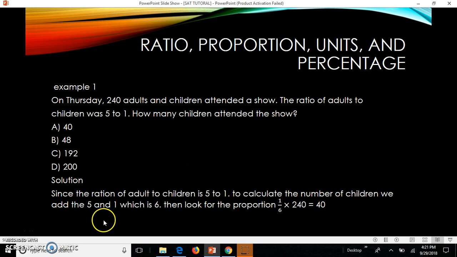Then now look for the proportion. Since we are looking for the children, the ratio is 1. So that will be 1/6, which is the total ratio here, 5 plus 1, multiplied by the total number. Then you get the proportion for children, which will be 40. And the answer is A.